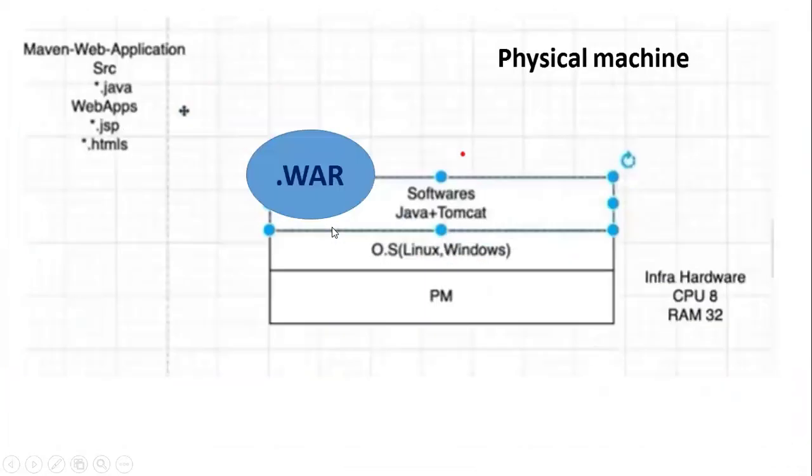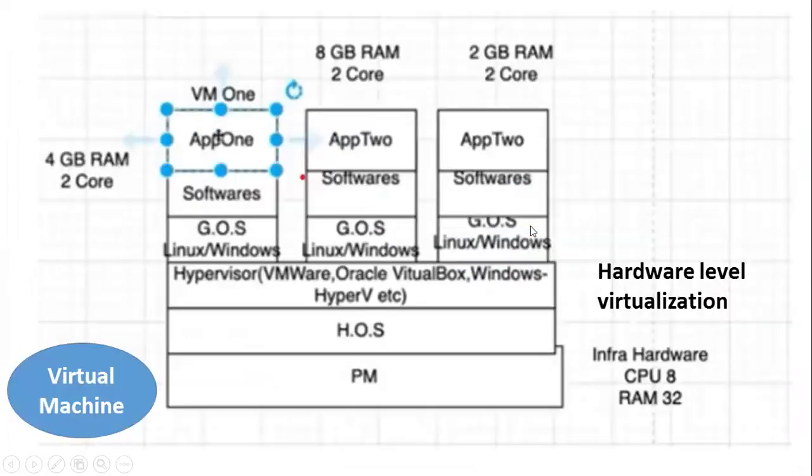See, this is the physical machine, the first one. In this physical machine, I install the required software and the deployments. After that, virtual machines. Based on your hardware requirement, I have done hardware level virtualization. That means I need one software like a hypervisor. Inside the hypervisor there is a lot of software available like VMware, Oracle VirtualBox. After this, I have a guest OS. After that only I install the software and everything. Then I build our application and deploy our application. This is the hardware level.